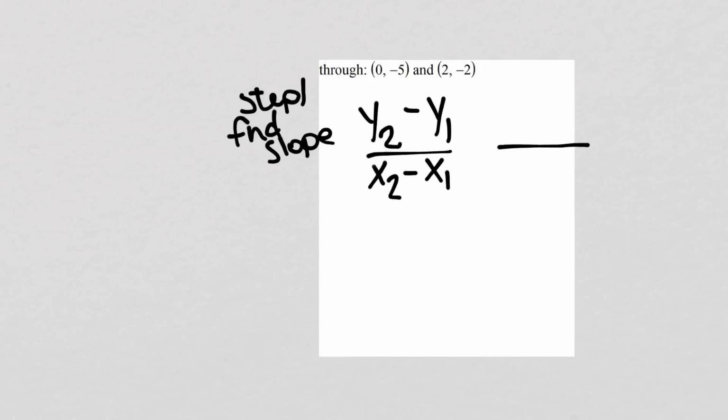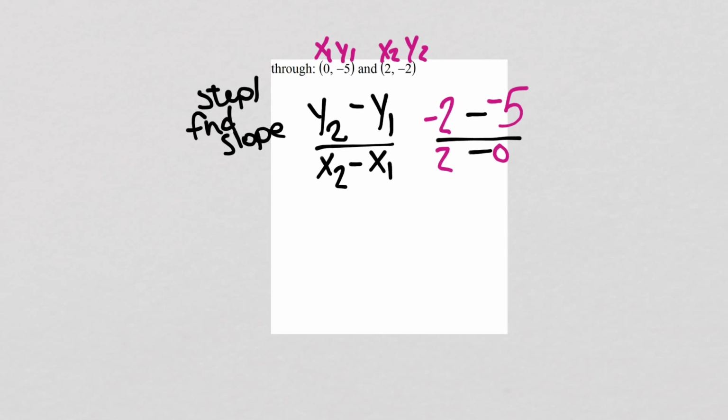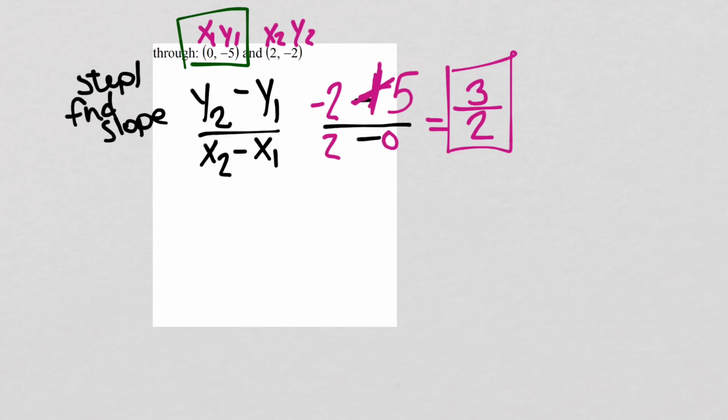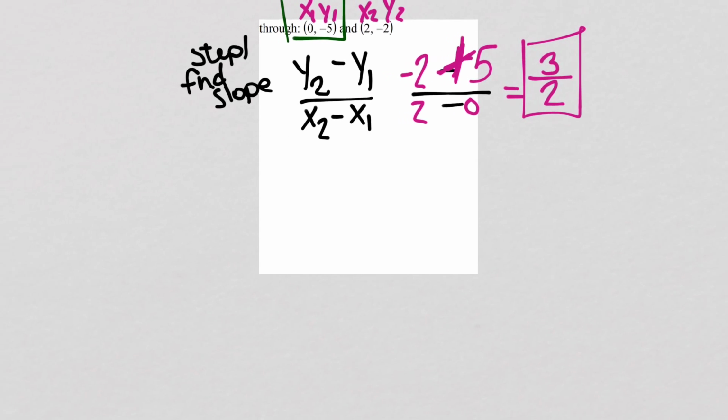So I have my formula here, I have my minus signs there, and I'm ready to fill in numbers. There's my x1, y1, my x2, y2. I end up with negative 2 minus a negative 5, and then 2 minus 0. Negative 2 minus a negative 5 means I'm really adding those, so negative 2 plus 5 is a positive 3. 2 minus 0 is 2. So now I have my slope and I have a point. So I can utilize that to do step 2.